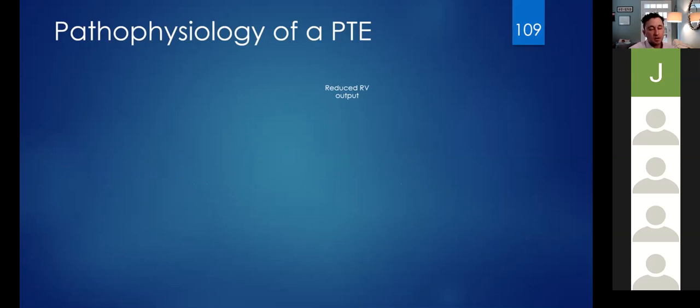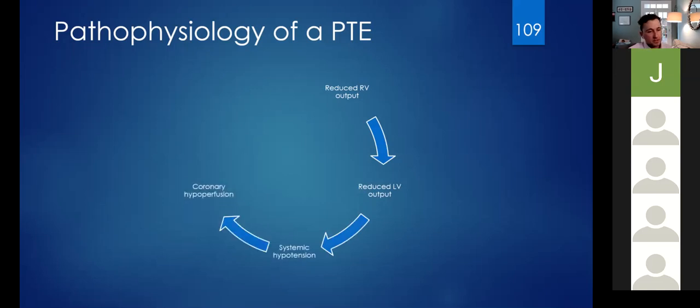So as I mentioned, they get reduced right ventricular output. That leads to reduced left ventricular output. That's going to eventually lead to systemic hypotension, which can lead to coronary artery hypoperfusion, which then leads to right ventricular ischemia and subsequent worsening of our RV output. So you can see once our RV starts to fail, it's really just a spiraling down into worsening cardiac failure.